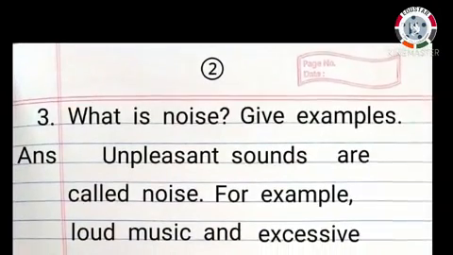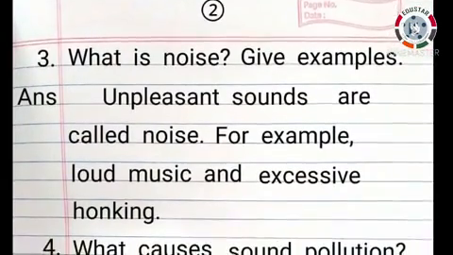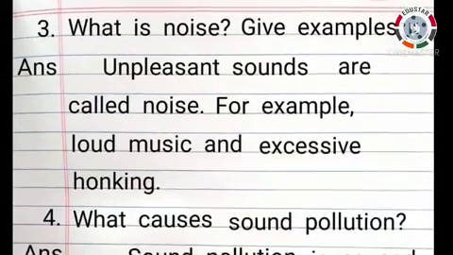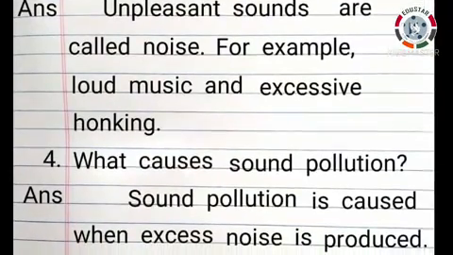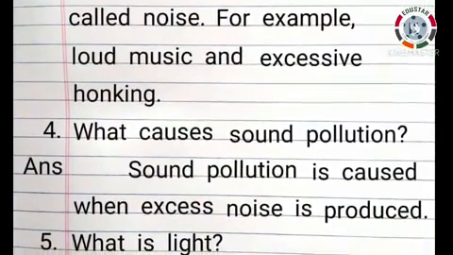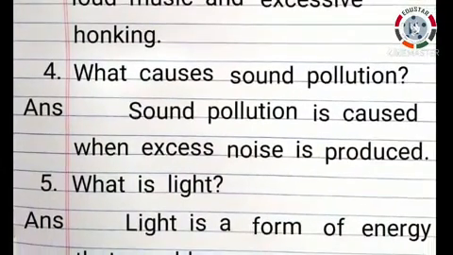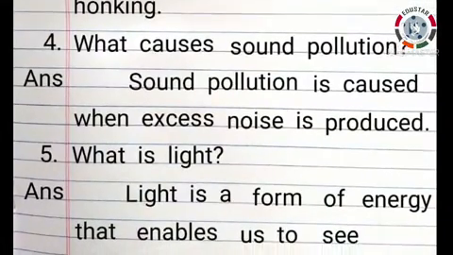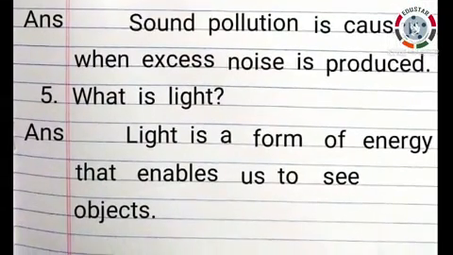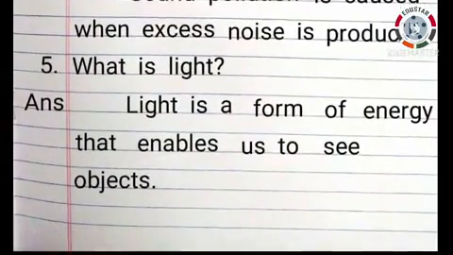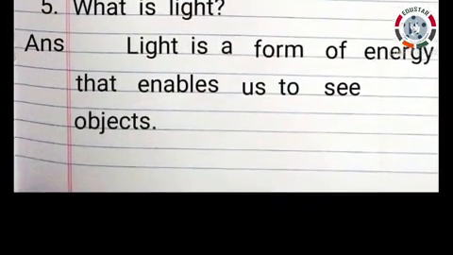3. What is noise? Give examples. Answer. Unpleasant sounds are called noise. For example, loud music and excessive honking. 4. What causes sound pollution? The answer is sound pollution is caused when excess noise is produced. 5. What is light? The answer is light is a form of energy that enables us to see objects.